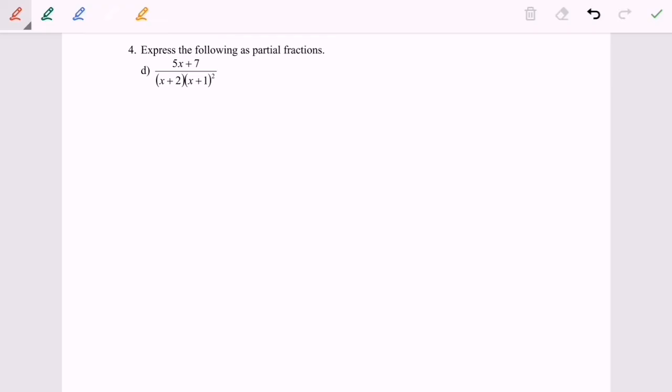Hello everyone. So now I'm going to discuss the example for partial fraction for another situation. The first step is to check whether the fraction is proper or improper. For this case, the numerator is linear and the denominator is cubic, so 1 over 3. So this is a proper fraction.